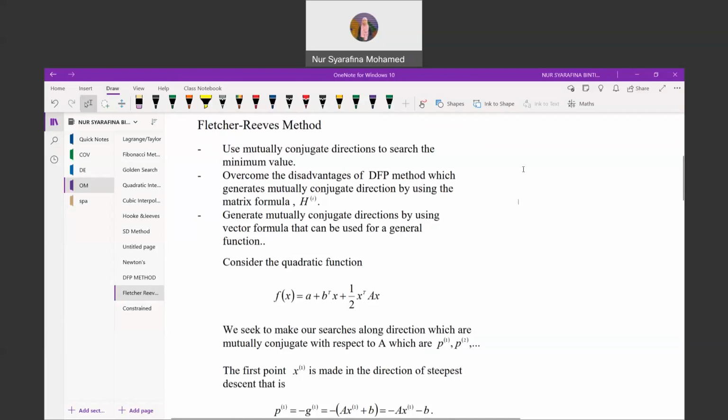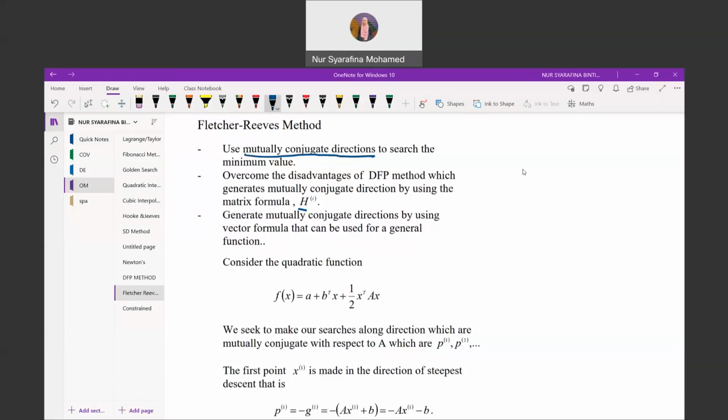For Fletcher Reeves, this method uses mutually conjugate directions. We want to find the minimum point, the solution point. This method overcomes the disadvantages of DFP, which generates mutually conjugate directions by using the H matrix. So we want to avoid calculating the H matrix, overcoming the disadvantage of finding the matrix one by one for each iteration. It generates mutually conjugate directions by using a vector formula that can be used for a general function.